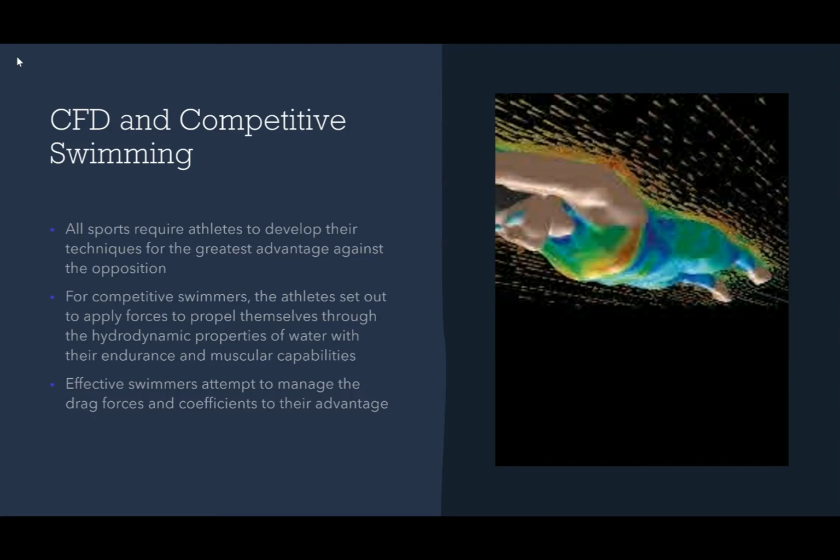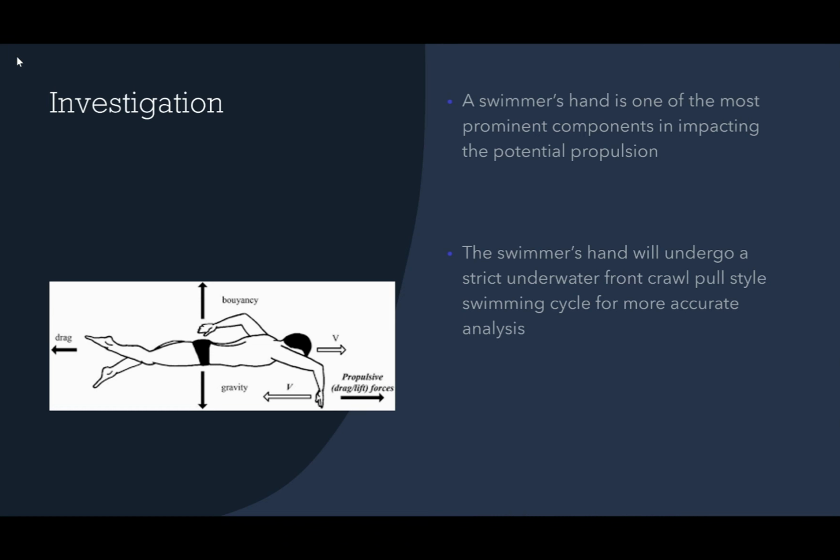CFD in competitive swimming. All sports require athletes to develop their techniques for the greatest advantage in a competition. For swimmers, these athletes set out to apply forces to propel themselves through the hydrodynamic properties of water with their endurance and muscular capabilities. Effective swimmers attempt to manage the drag forces and coefficients to their advantage. To analyze their effectiveness, it's helpful to look at the swimmer's hands. About 85 to 90% of the propulsion comes from a swimmer's arms, while the most significant hydrodynamic force comes from the hands of the swimmer. The swimmer's hand will undergo a strict underwater front crawl pull style swimming cycle for more accurate analysis.